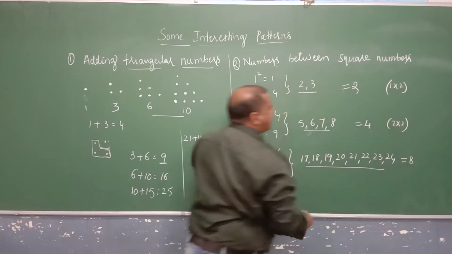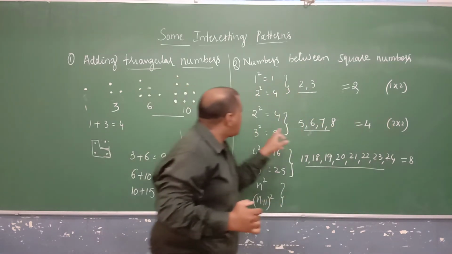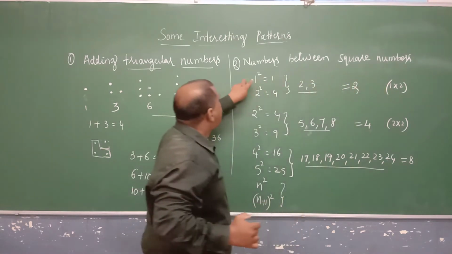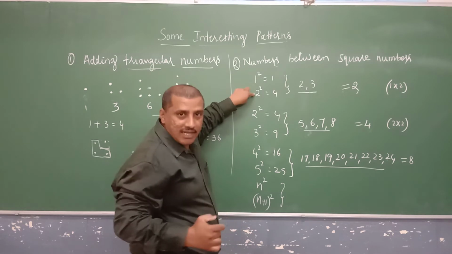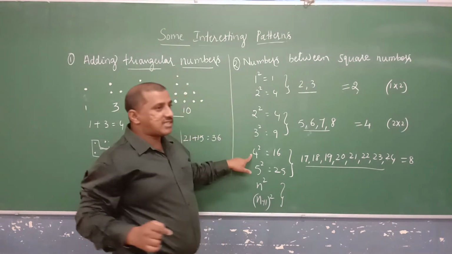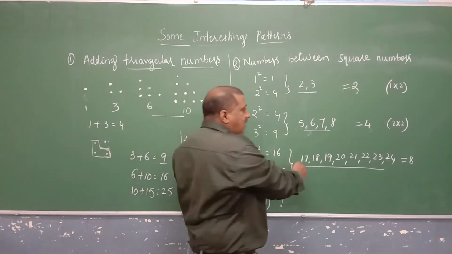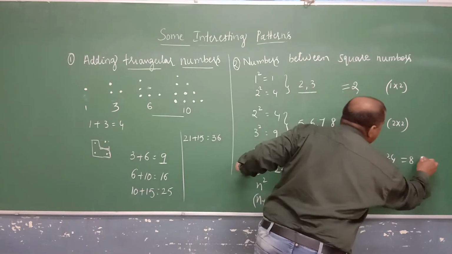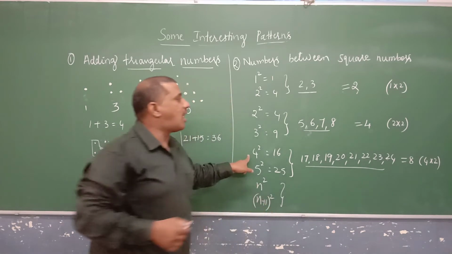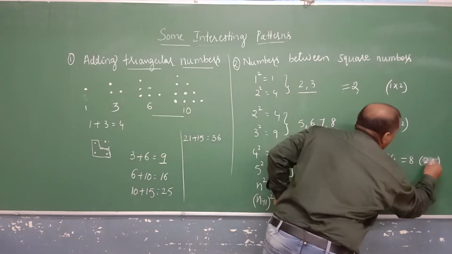What does this 2 represent? The first natural number between the two perfect square numbers. See, what does the 1 represent? The first natural number between these 2 natural numbers. Then if you come here, 4 square and 5 square, 4 is the first number and 5 is the next immediate number. How many non-perfect squares are there here? 8. 8 means it is 4 into 2 we can write here, or 2 into 4.